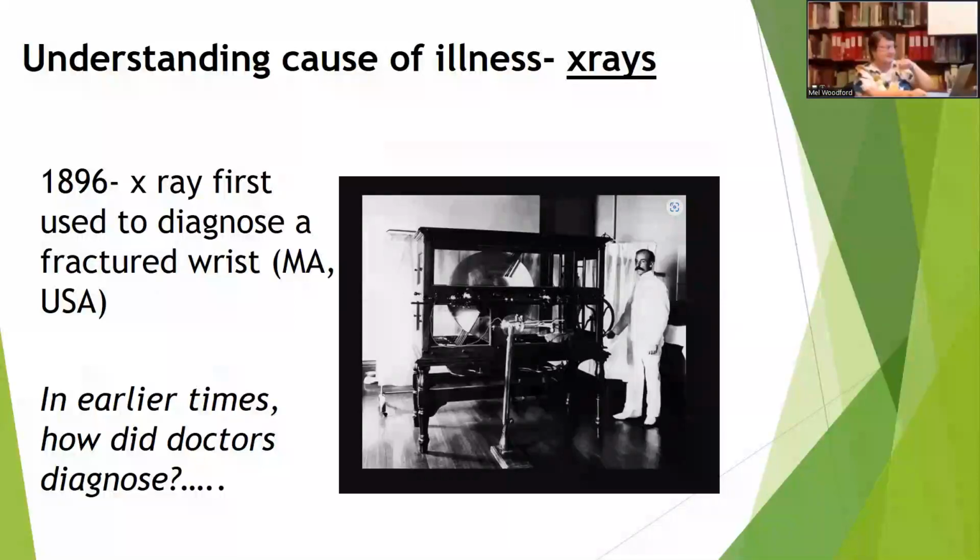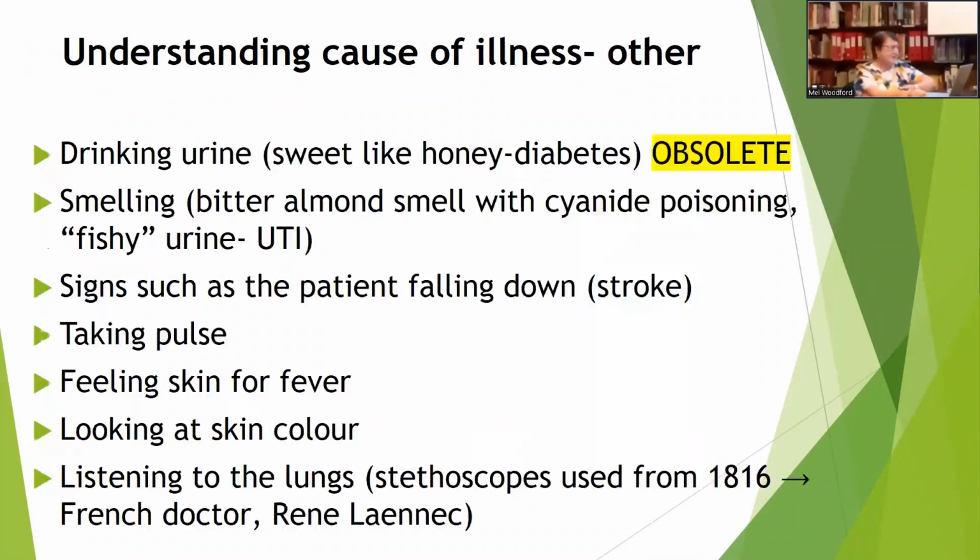Now, X-rays in 1896, and this is the first X-ray machine. An X-ray was first used to diagnose a fractured wrist, and that was on a young child. So you might think, in earlier times, how did doctors diagnose? Well, they would drink the patient's urine.